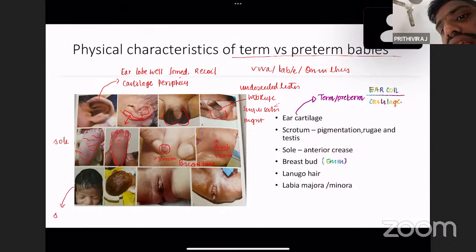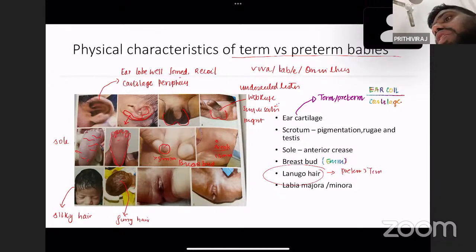And when comparing hair, silky kind of hair will be seen in term babies, whereas in preterm babies you have fuzzy hair. And lanugo hair is more commonly seen in preterm babies rather than term babies. Labia majora and minora: normally in a term baby, the labia majora covers. See here, this is the labia majora, which well covers your labia minora in a term baby. But in a preterm baby, this is the labia majora and this is the labia minora. So both are prominent in preterm, whereas in term, the labia majora covers the labia minora well.